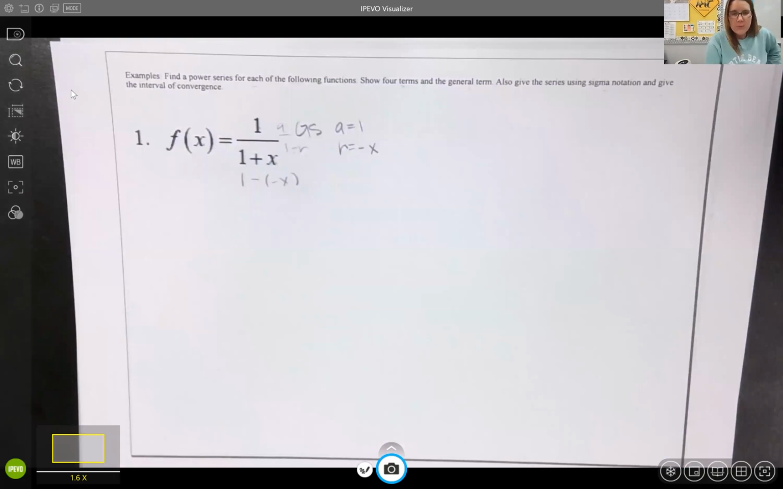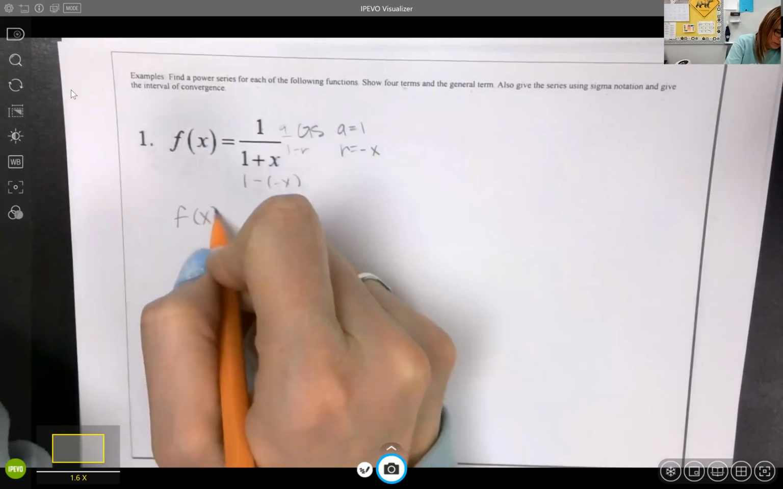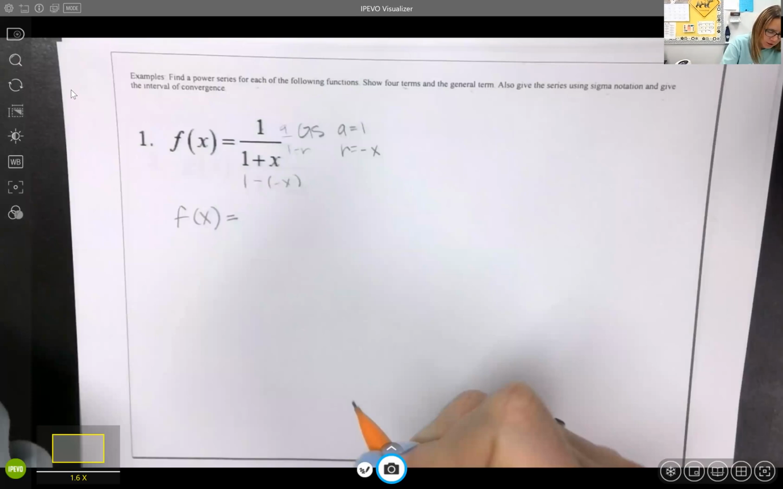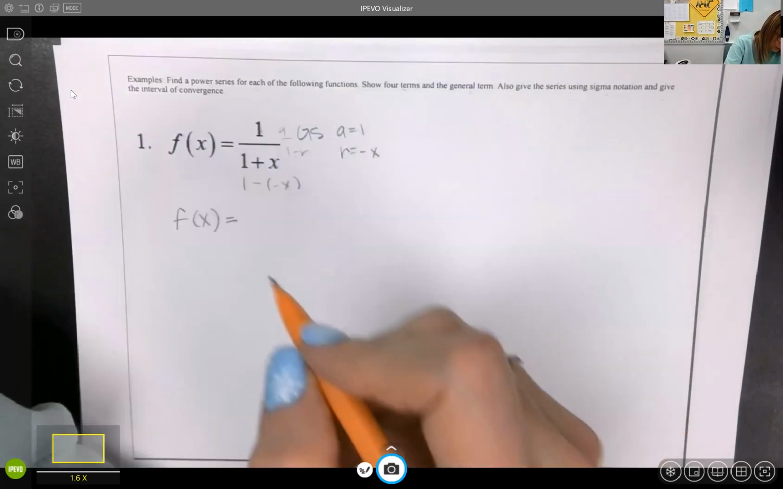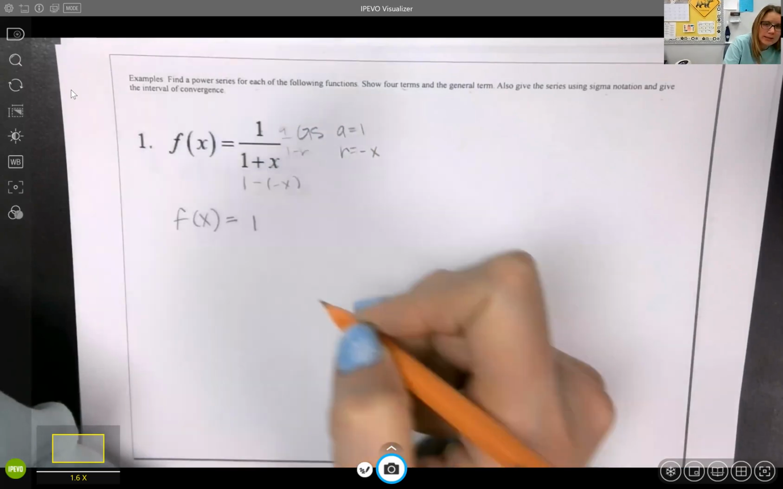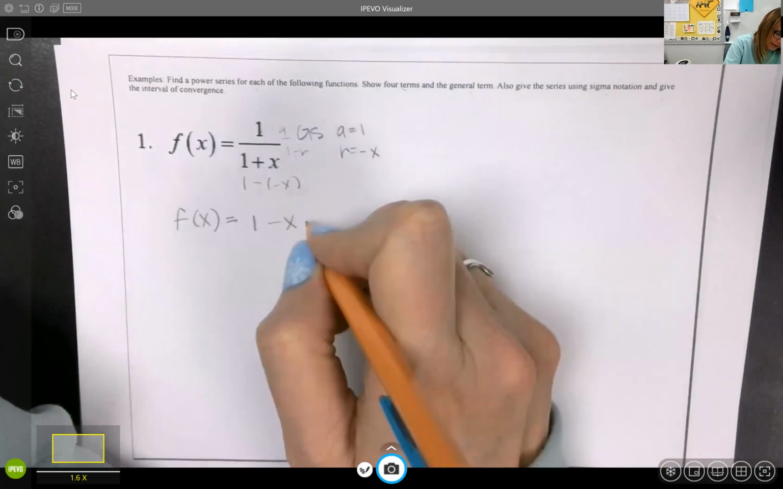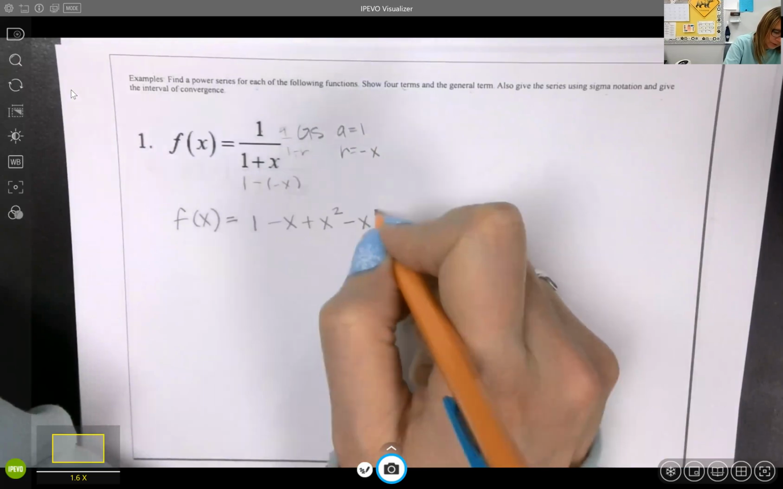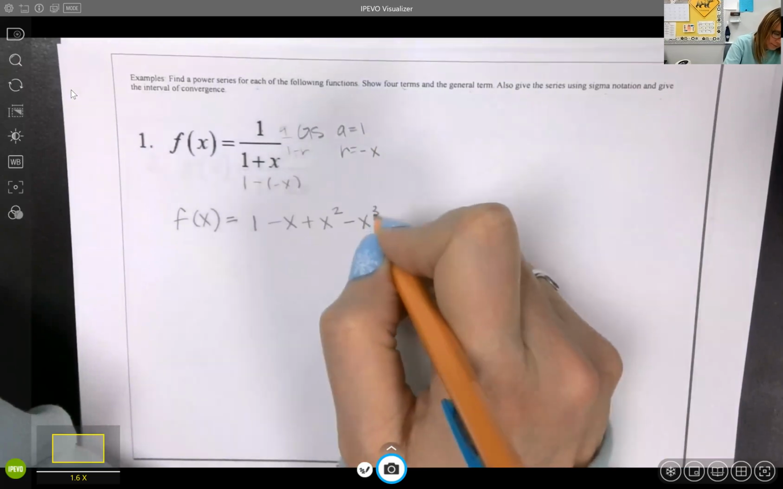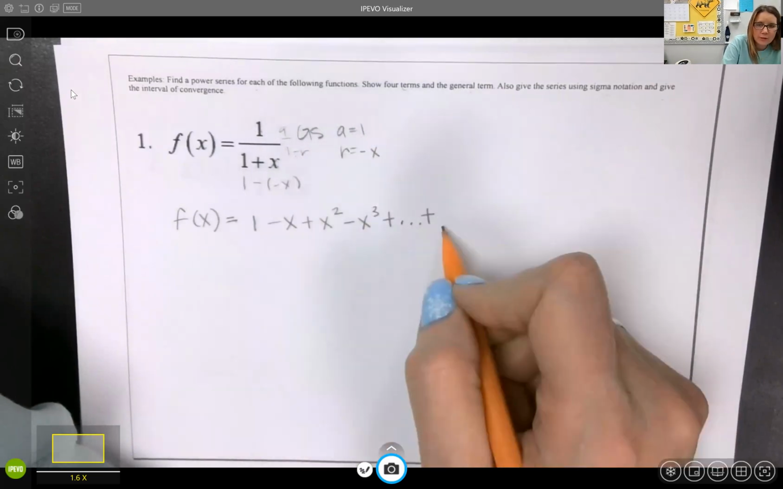Okay, so once we know what A is and what R is, I can write out my terms. So f of X equals, my first term is going to just be 1. Then I'm going to multiply 1 times negative X and I get negative X. Multiply that by negative X again and we get negative X squared. Multiply that by negative X again and we get negative X cubed. And this is going to keep going until we get to our general term.